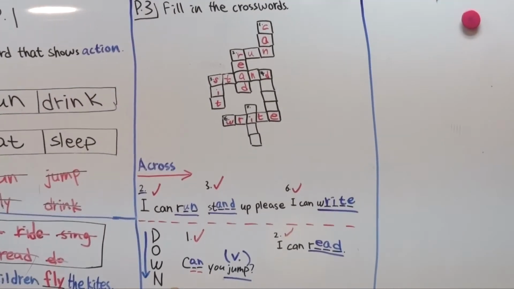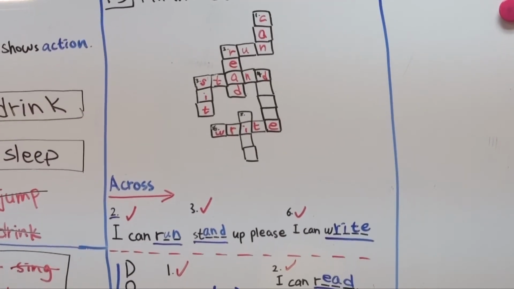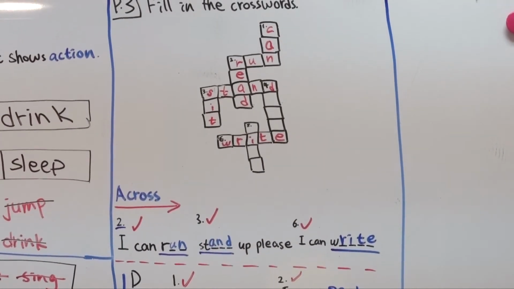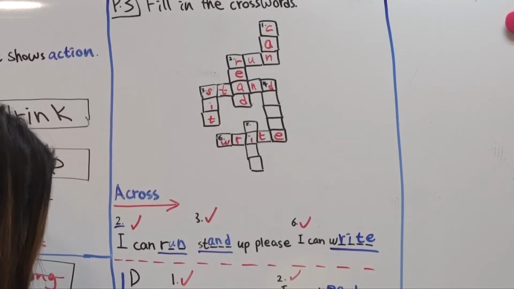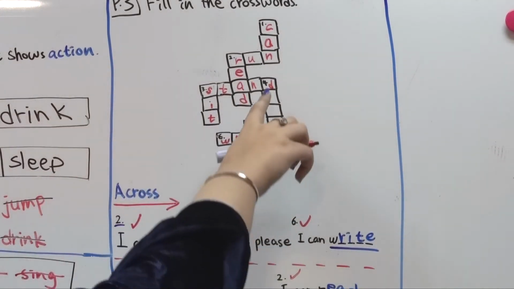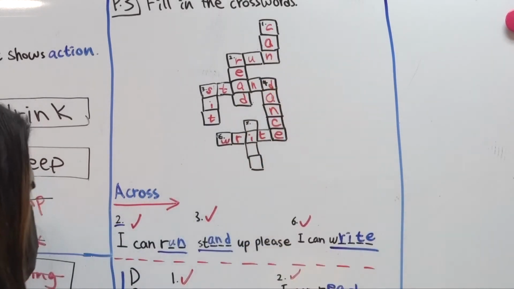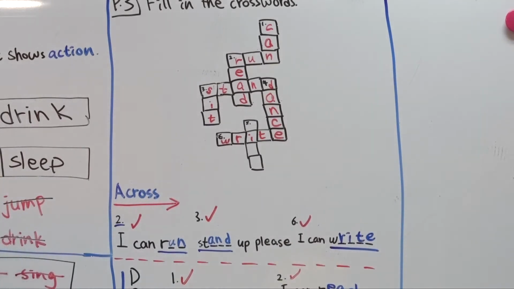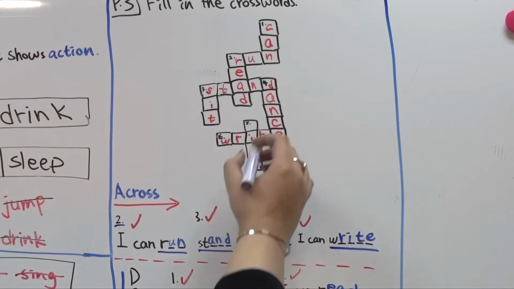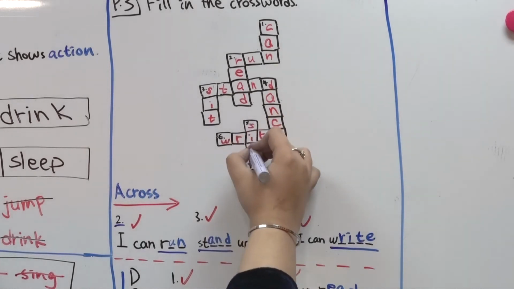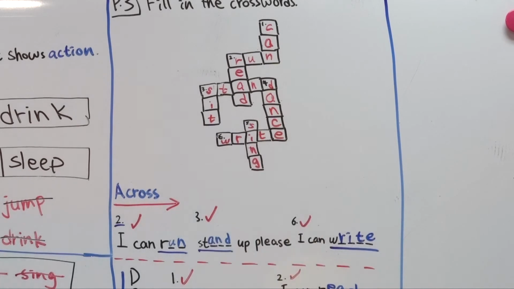Number 4, I can dance. You fill in the word dance, right? You fill in the verb dance. So you write dance. Number 4 here. Dance. Okay? The last one. How do you read this? Sing. Right? So you write the action verb here. Sing. Alright? Please check your answers.